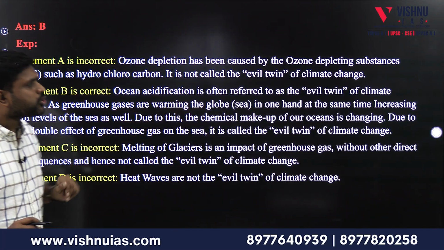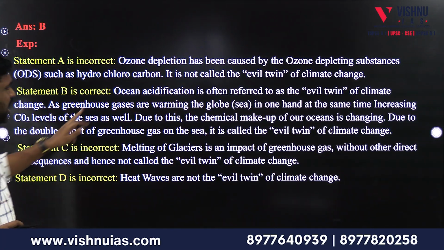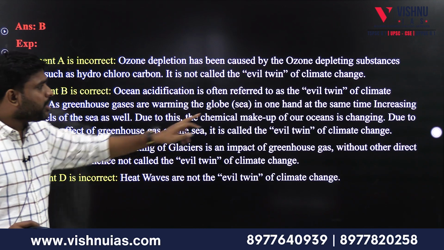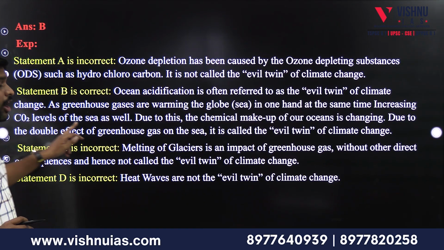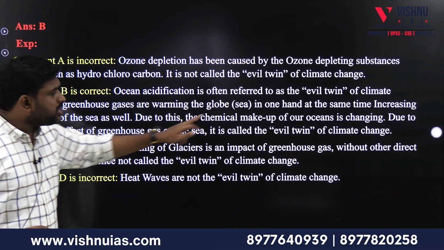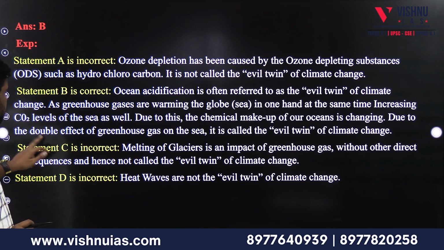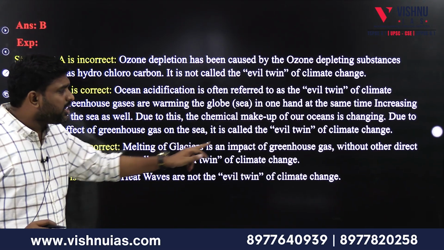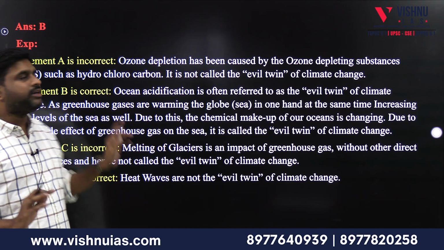So ocean acidification is often referred to as the evil twin of climate change, as greenhouse gases are warming the globe on one hand, and at the same time increasing the carbon dioxide level of the sea. Due to this, the chemical makeup of our oceans is changing. Due to the double effect of greenhouse gas on the sea, it is called the evil twin.